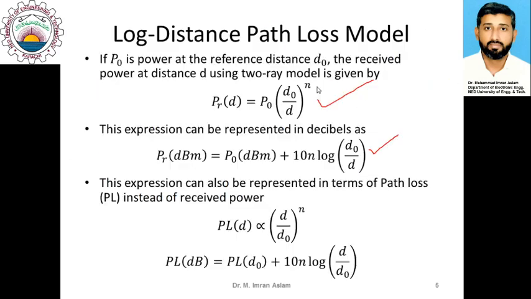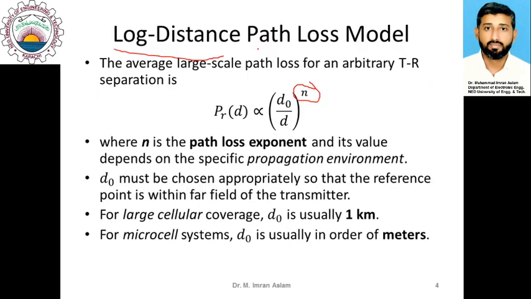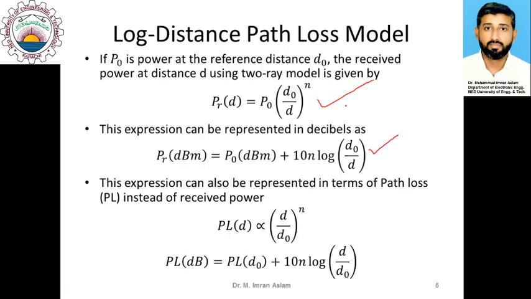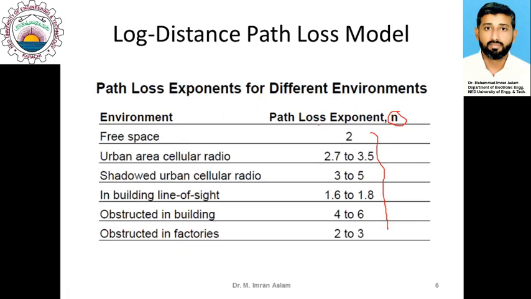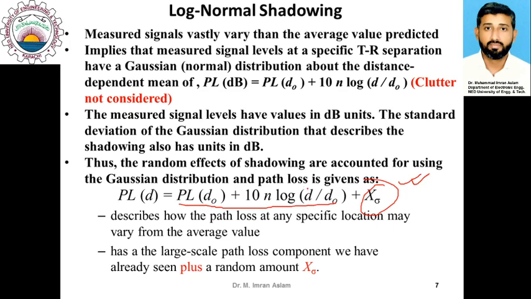So a more generalized model that we have discussed is the log distance path loss model. The only difference from the free space and two-ray ground reflection models is that it is more generalized in the sense that it has a general value of n, and different values of n can be used to represent different environments, as illustrated in this table here.